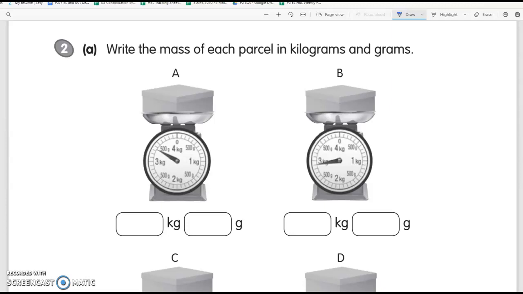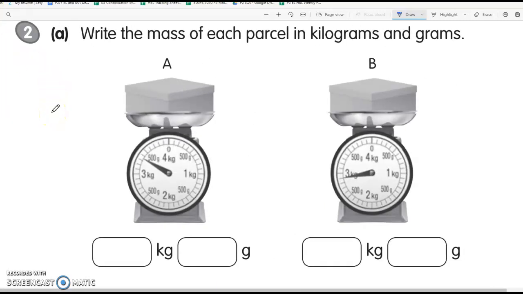Hi children, welcome back. So we are now on page 210. Now if you are not too sure how to do it and you would want to listen to my explanation, go ahead and do it together with me. Okay? So question 2a, write the mass of each parcel in kilograms and grams.